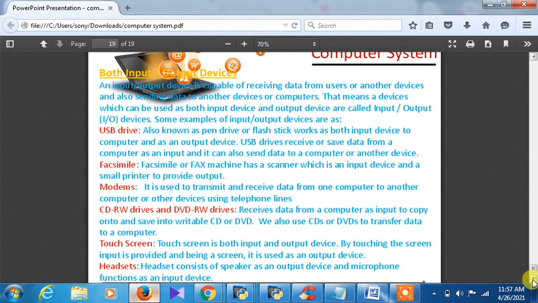Touch screen is also a very good interface nowadays in mobile phones, smartphones, laptops, and tabs. It is actually an output device, but by touching the screen, input is provided, so we cannot entirely say it is only an output device; it is also an input device. And a headset consists of a speaker as an output device and a microphone as an input device. So these are the IO devices which have both input and output qualities.